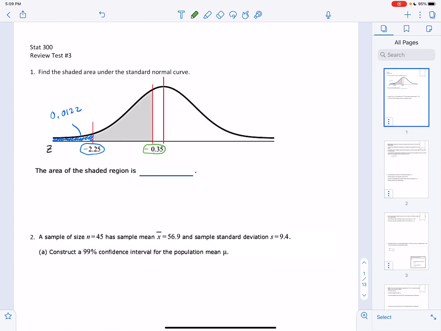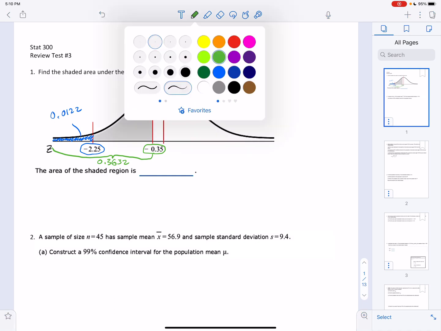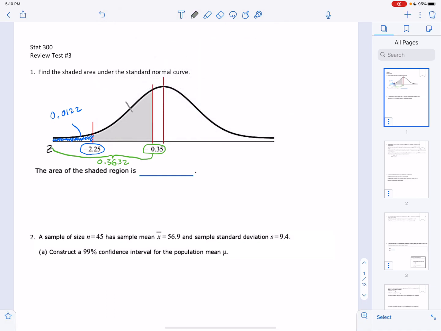So that means the area on this one. Now this is sort of the tricky part. Remember, it's the area to the left. So this area is going to cover all the way from that point to the tail. And that area is 0.3632.